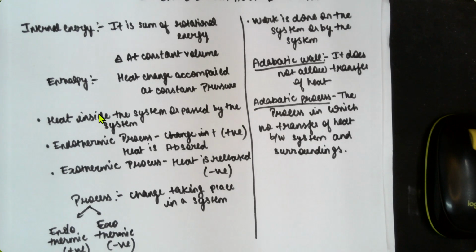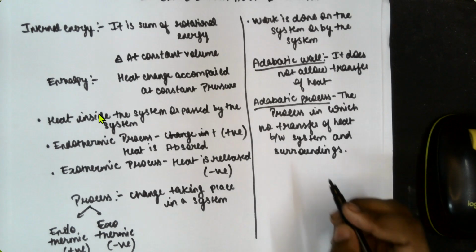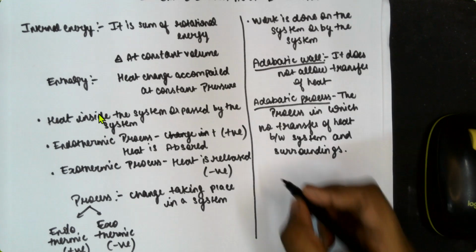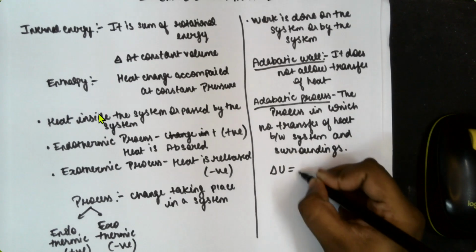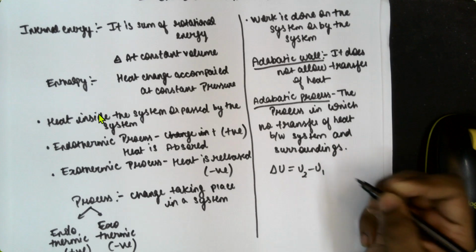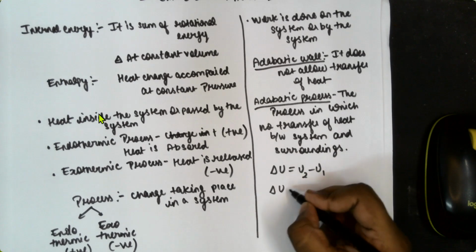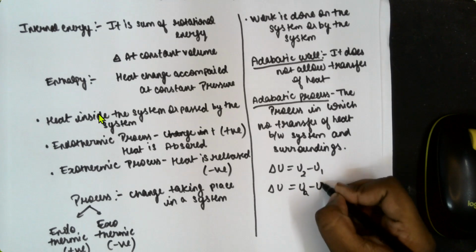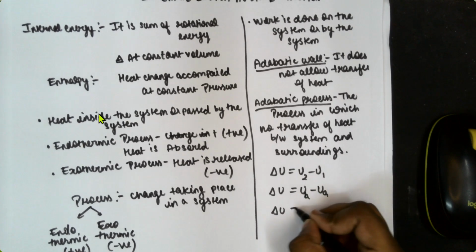So probably that is the initial stage. Before undertaking any change, the internal energy of that state is U1. After the change takes place, it is U2. So what is the change in internal energy? Delta U is equal to U2 minus U1. Otherwise you can keep it as AB also, so UB minus UA, otherwise UF minus UI. So final minus initial. Got this point?